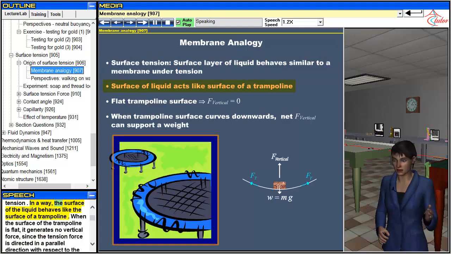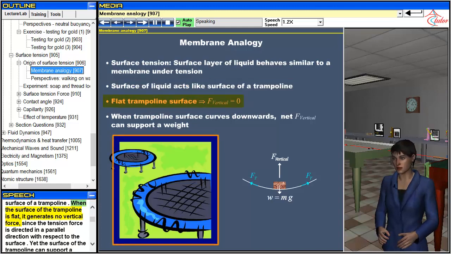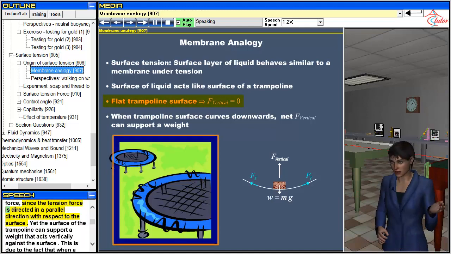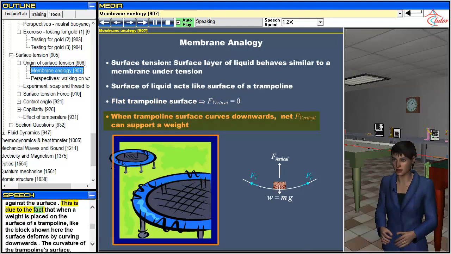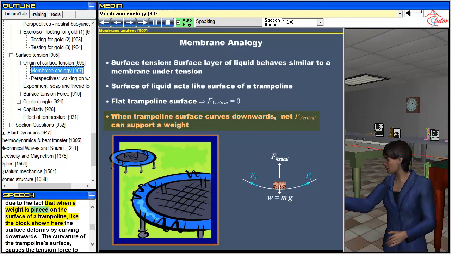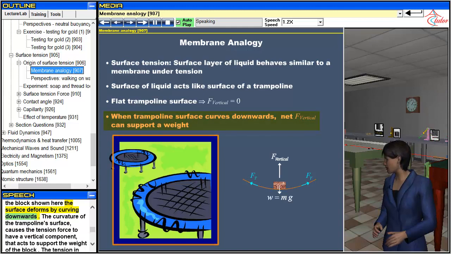In a way, the surface of the liquid behaves like the surface of a trampoline. When the surface of the trampoline is flat, it generates no vertical force, since the tension force is directed in a parallel direction with respect to the surface. Yet the surface of the trampoline can support a weight that acts vertically against the surface. This is due to the fact that when a weight is placed on the surface of a trampoline, like the block shown here, the surface deforms by curving downwards.